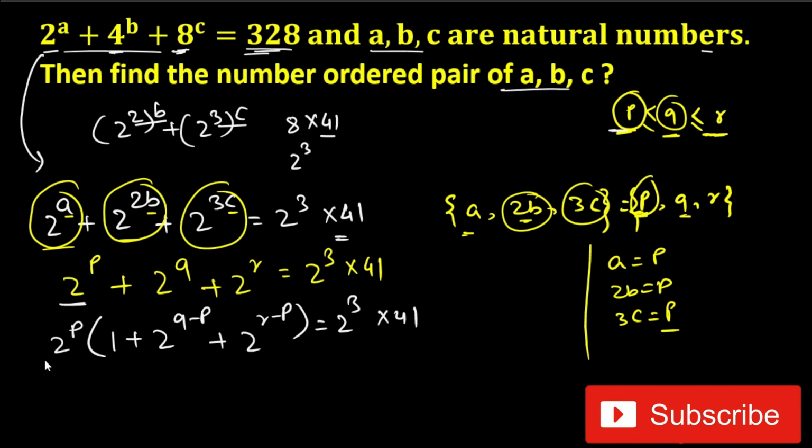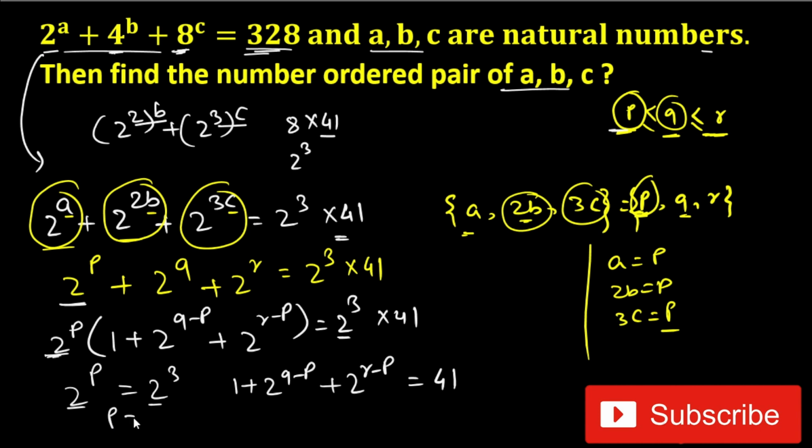Now if we compare the left hand side with the right hand side, on the left we have 2^p and on the right we have 2^3. So 2^p times (1 + 2^(q-p) + 2^(r-p)) equals 2^3 times 41. Here the base 2 is the same, so we can write p is equal to 3. So we have one solution, p equals 3. Now from here 2^(q-p) + 2^(r-p) will be 41 minus 1, which is 40.